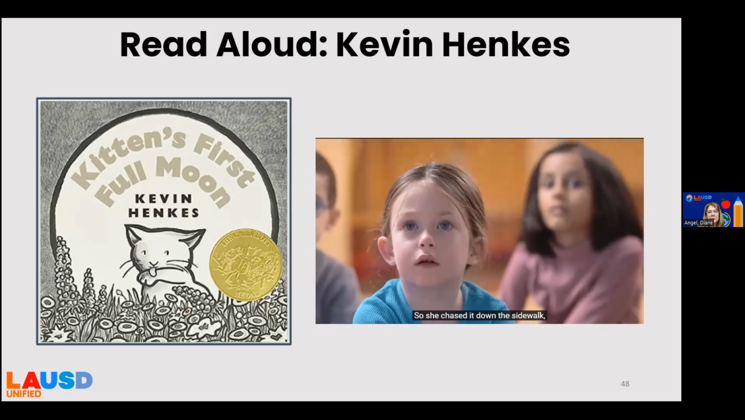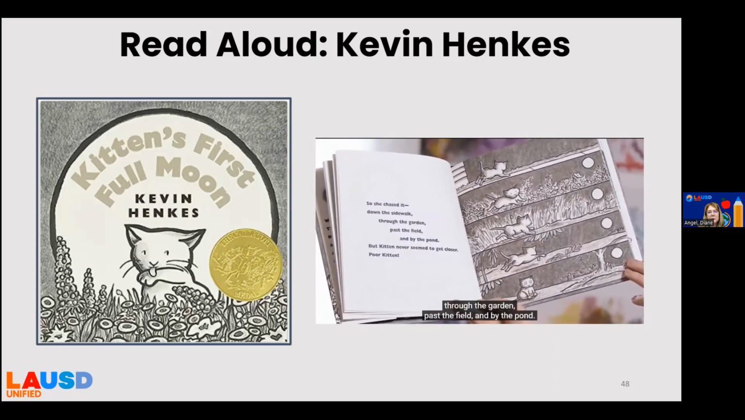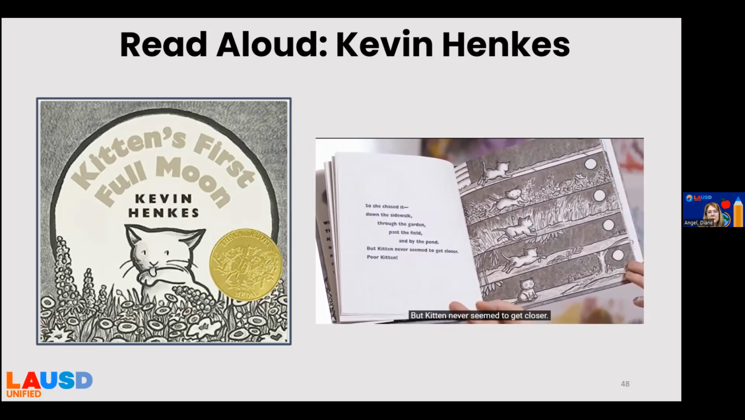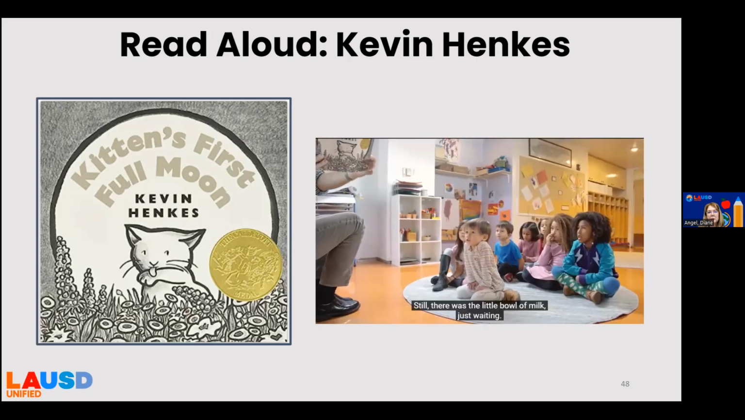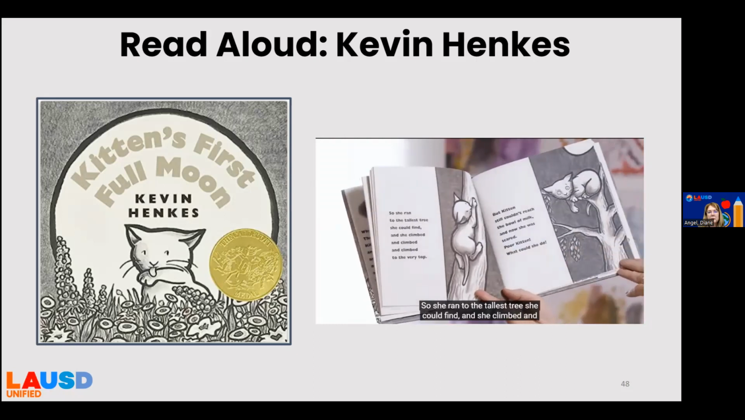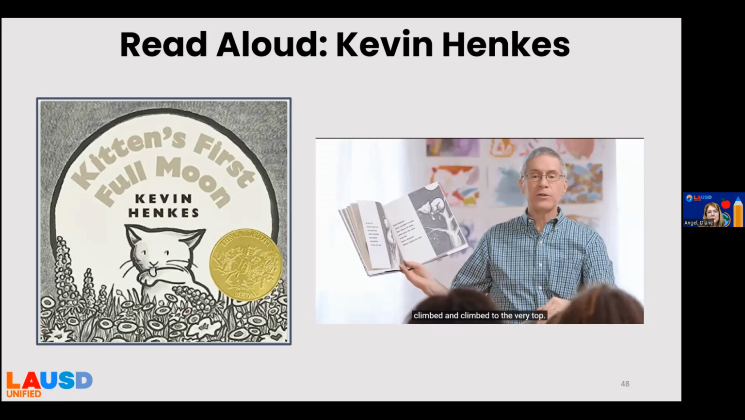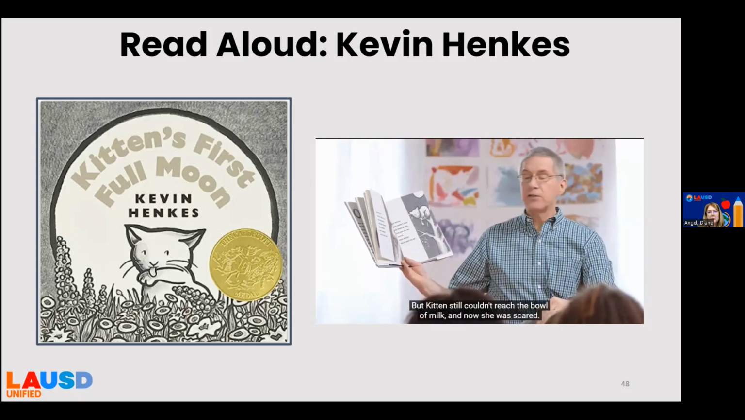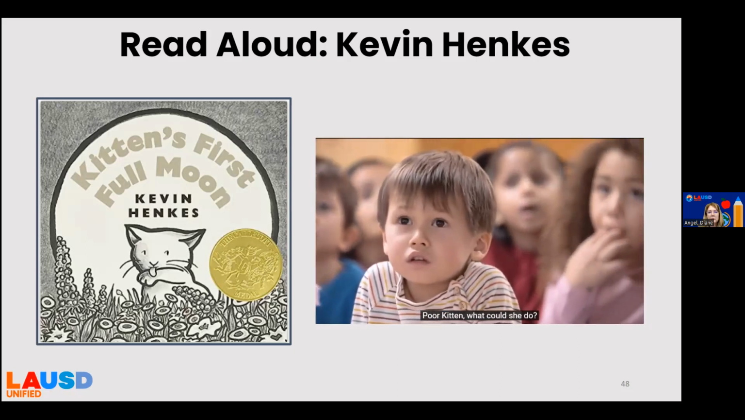So she chased it, down the sidewalk, through the garden, past the field, and by the pond. But Kitten never seemed to get closer. Poor Kitten. Still, there was the little bowl of milk, just waiting. So she ran to the tallest tree she could find, and she climbed and climbed and climbed to the very top. But Kitten still couldn't reach the bowl of milk, and now she was scared. Poor Kitten, what could she do?